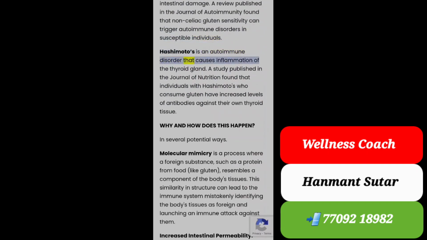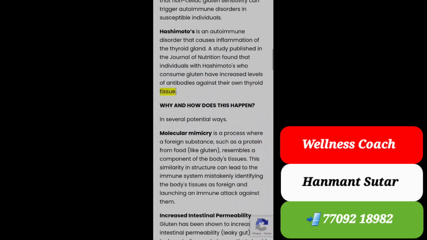Hashimoto's is an autoimmune disorder that causes inflammation of the thyroid gland. A study published in the Journal of Nutrition found that individuals with Hashimoto's who consume gluten have increased levels of antibodies against their own thyroid tissue.